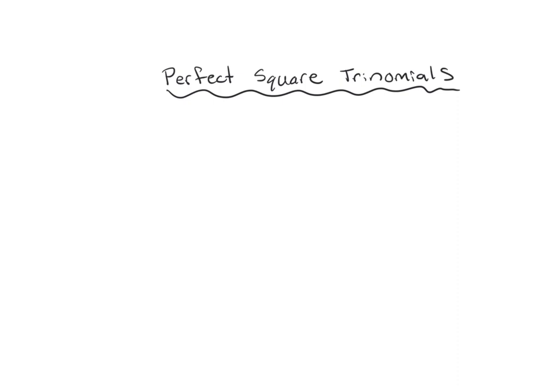In today's lesson, we are going to learn how to solve quadratics by the method of completing the square. Before we do that, we're going to review perfect square trinomials. Perfect square trinomials have the form a squared plus 2ab plus b squared.